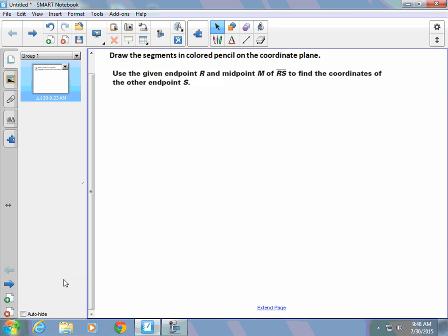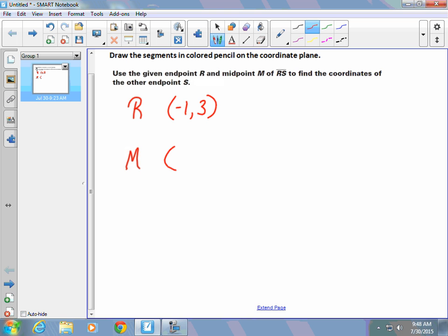We're going to look at finding the missing endpoint without being able to graph it. For example, let's take those exact same points. R is an endpoint, and its coordinates were (-1, 3). Now we have M, the midpoint, at (2, 4) on a graph. Without graphing it, how would you find the missing endpoint S? Well, we'll do it the exact same way, except mathematically.